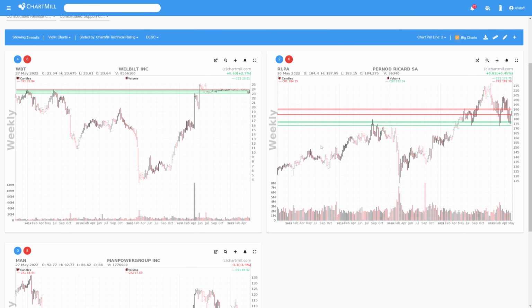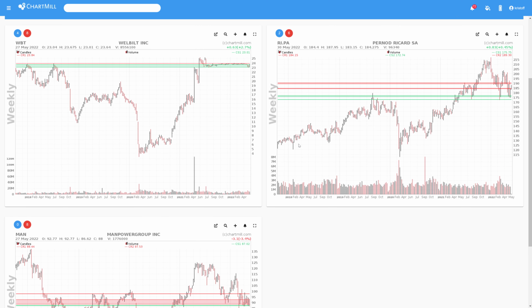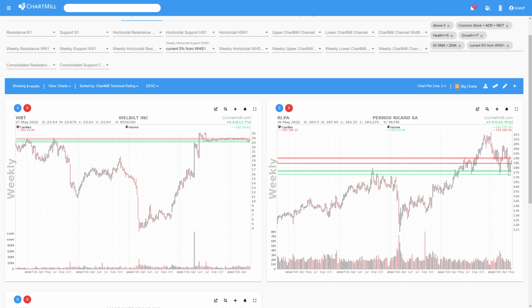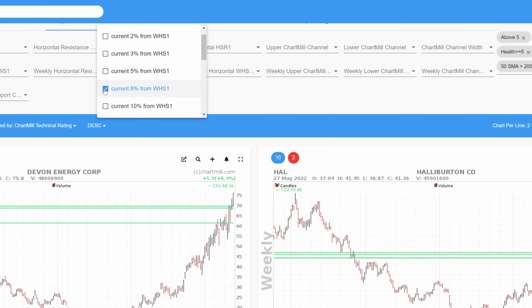Next, take a look at the results one by one. As you can see, ChartMill does a pretty good job in filtering out the growth stocks whose price is close to a significant support level. If the number of candidates is too low, you can opt to set the filter a bit less strict and choose 8 or even 10%, for example.